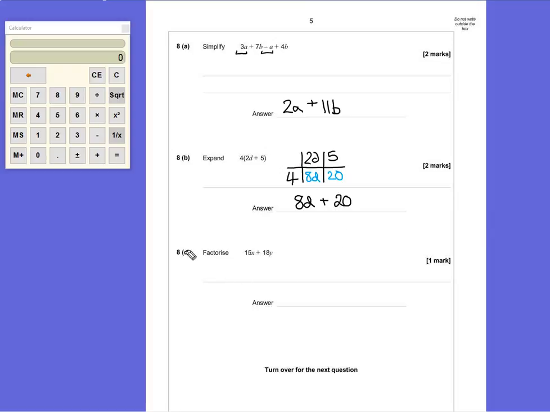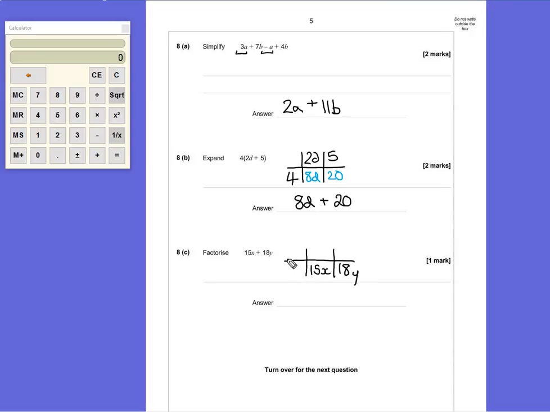The final question, 8c, asks us to factorise 15x add 18y. Once again, a grid method can become really useful here, because to factorise is to do the opposite of part B and take the answer and put brackets back in. If it's a single bracket, just a simple table like this with the answer 15x and 18y put into the answer section this time.